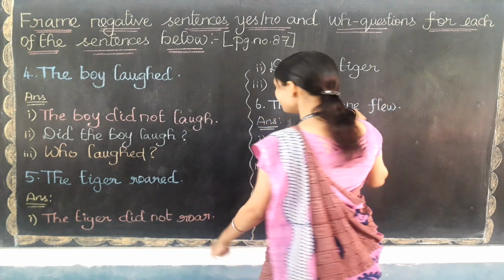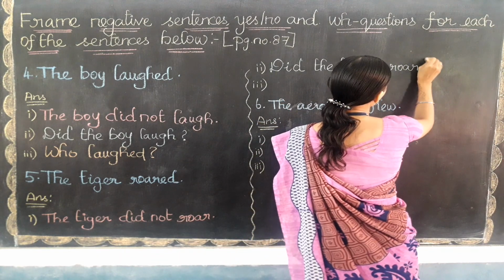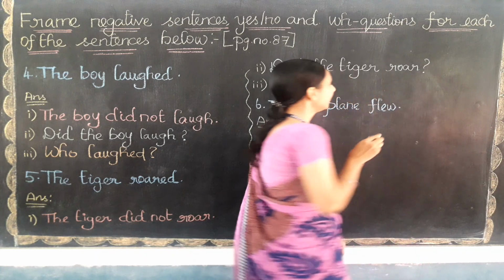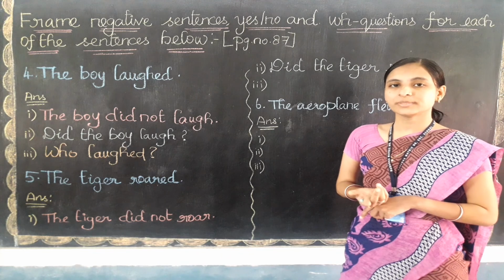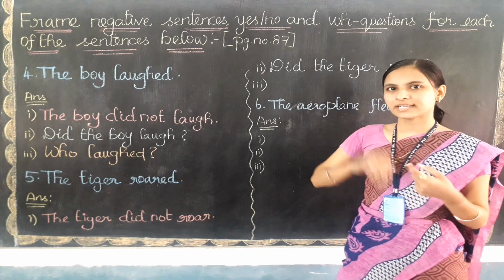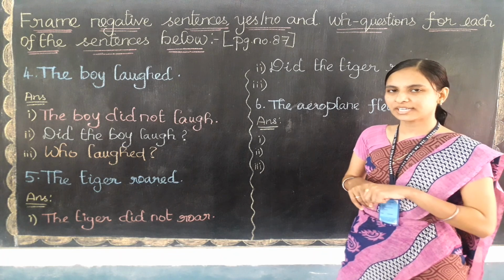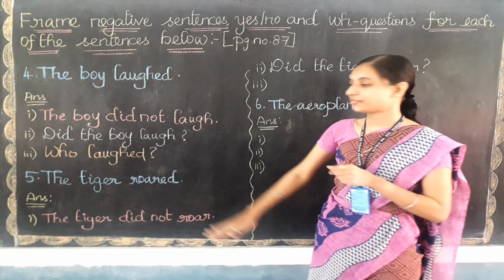Then the base form of roar, that is roar, and it should end with a question mark. Did the tiger roar? It means Puli urmicha. That is the translation of this sentence. Clear? Okay.